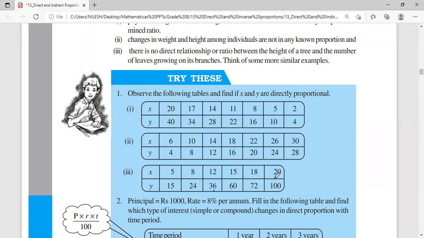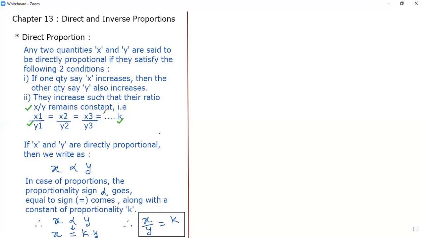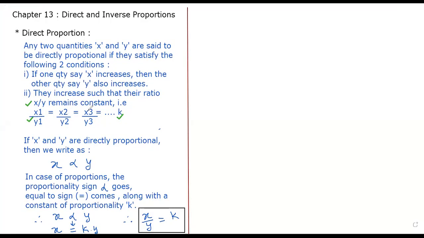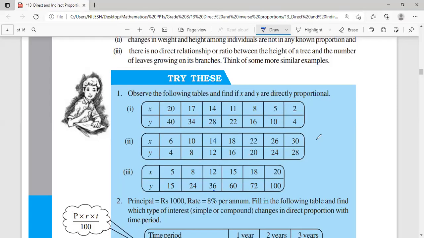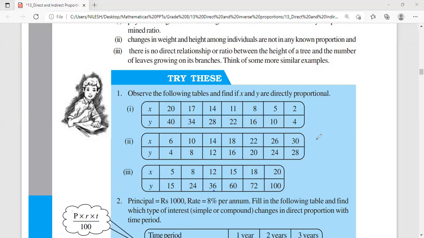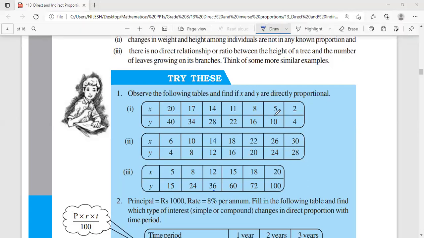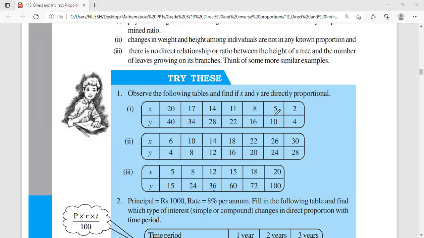Just now we have said, when will they be directly proportional? When their ratios are constant. x1 upon y1 is x2 upon y2 is x3 upon y3. Yes or no? Yes, sir. Means we need to check their ratios. Am I right? Yes, sir. So let us find out the ratio. Just orally only we will check it. So tell me what is the first ratio?